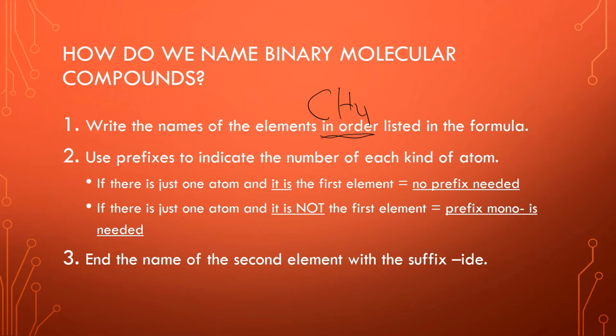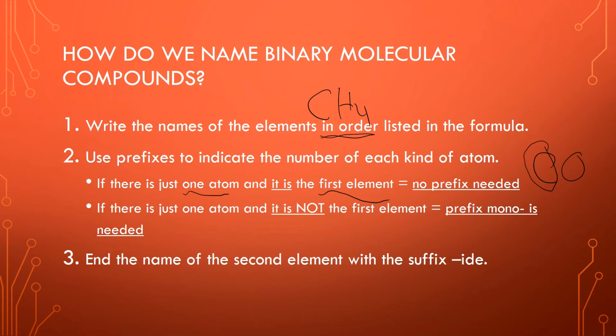The second step is to use prefixes to indicate the number of each kind of atom. So this is where your mono and di and tri comes from when you hear things like carbon dioxide and carbon monoxide, which is a deadly gas if you leave your car exhaust on. This is where those names come from. If there's just one atom and it is the first element, then you don't need to add a prefix. So carbon monoxide is CO. Carbon is one atom. It's the first element. There's one carbon in this compound. We don't need to write monocarbon.